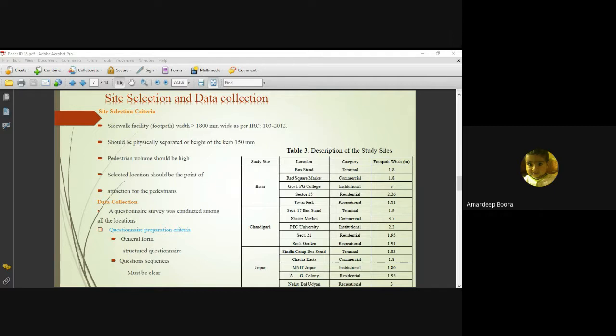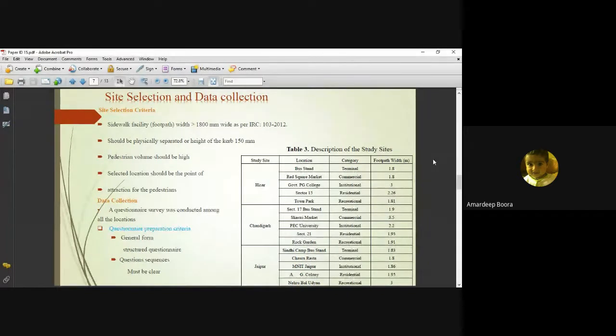Now, okay, for the same purpose, we selected different study sites for conducting the study, and there were different parameters as per IRC 103H mentioned in this slide. Sidewalk facility footpath should have a width of more than 1800 mm, and a curb of 150 mm should be there. Pedestrian volume should be high, and there should be attractive points.